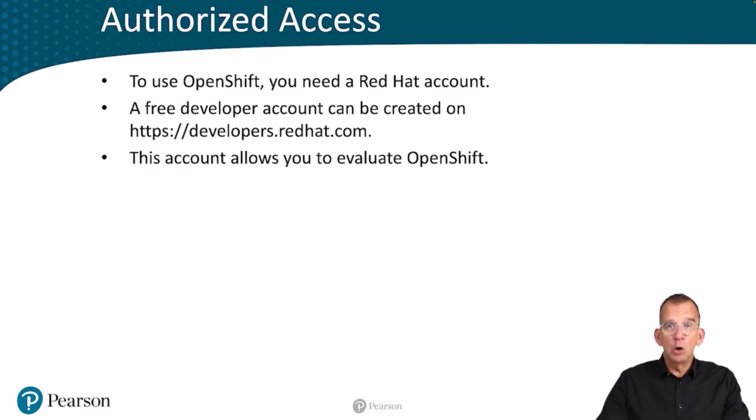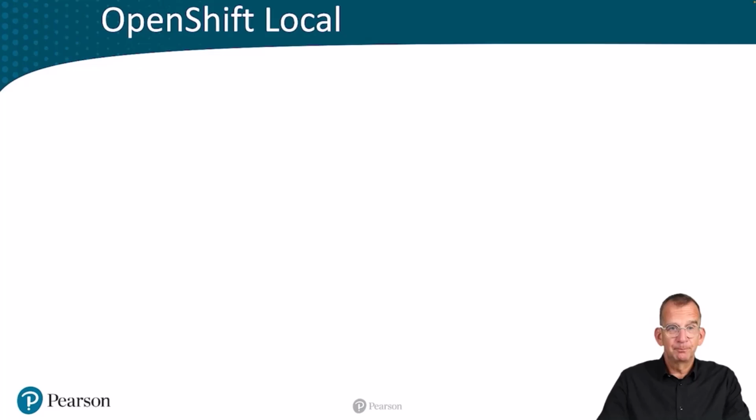You can also do OKD. OKD is the open source upstream for OpenShift. Go to okd.org, that's the OpenShift Kubernetes distribution. That allows you to build something completely on your own without having a developer account. But in this course, we will focus on the Red Hat flavor of OpenShift.